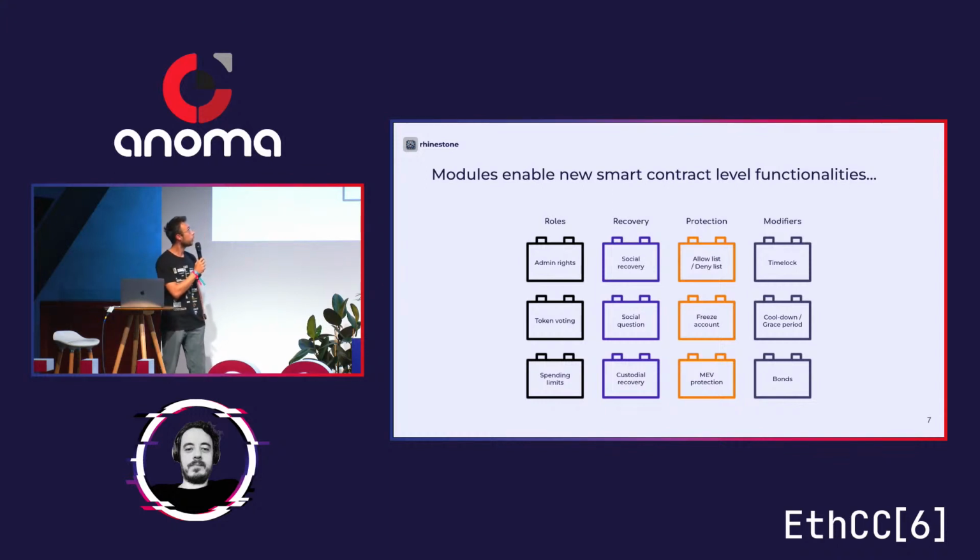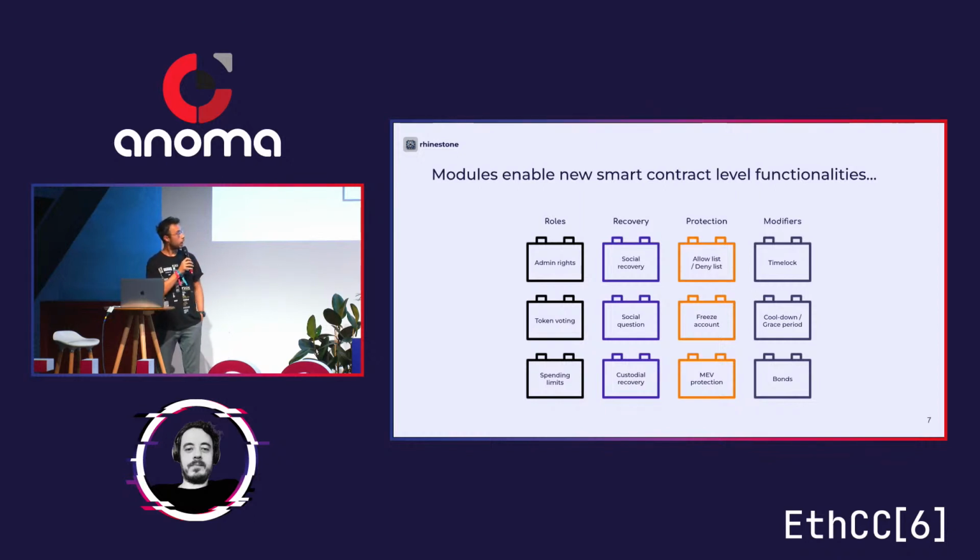So some examples might be, you might want different roles in your wallet, such as admin rights, token voting, spending limits, different ways of doing recovery. So social recovery is being talked about a lot. But some users might just prefer to have a custodian that does recovery for them, which is equally fair. You might have the equivalent, or even a traditional bank that holds a key shard, or even the entire key, and does recovery for you.